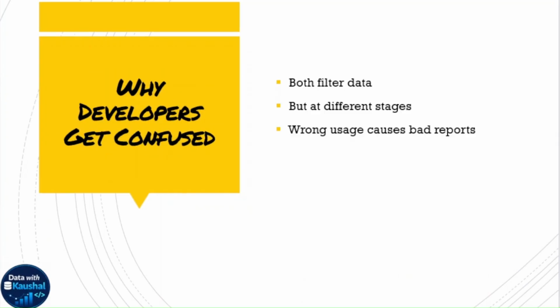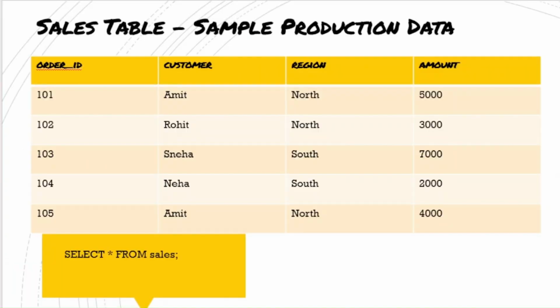Many developers think WHERE and HAVING are interchangeable. They are not. They filter data at completely different stages of query execution. Here is our sample sales table. Imagine this is a production data set. We will use this to see how WHERE and HAVING behave differently.